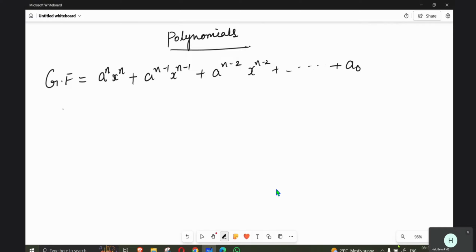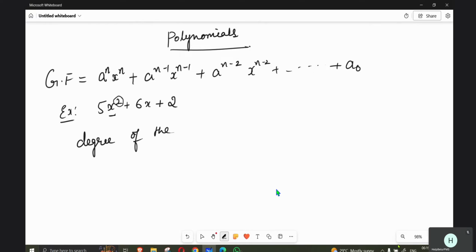For example, you can write 5x square plus 6x plus 2. This is a polynomial, a quadratic polynomial. Here the power of the x is 2, so we call that the degree of the polynomial.